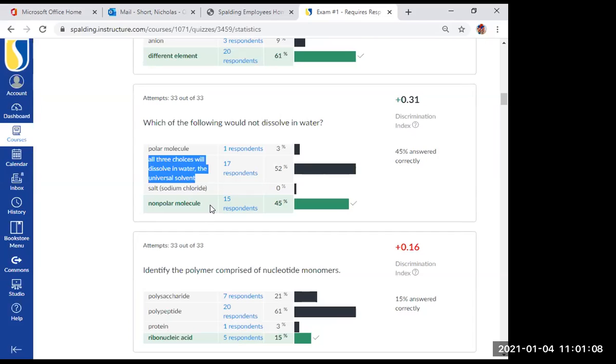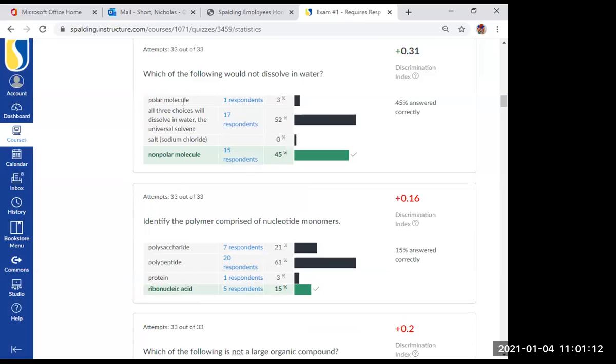So when you're taking my exams, don't look for these trends that you might follow in other people's exams, where all 3 is always a correct answer. Sometimes it'll be correct, sometimes it won't be correct.